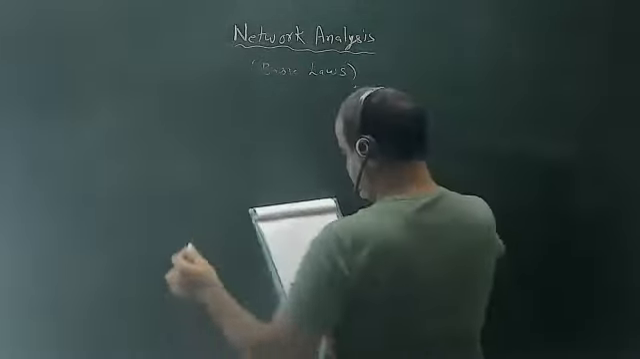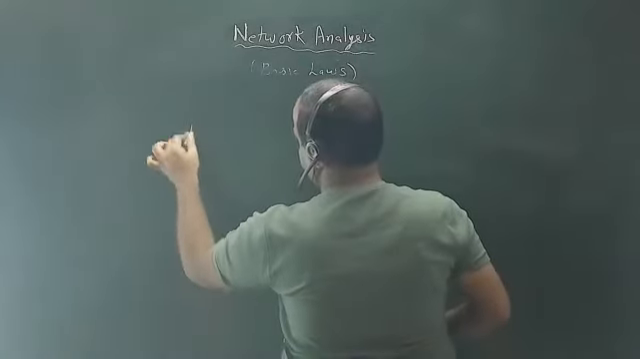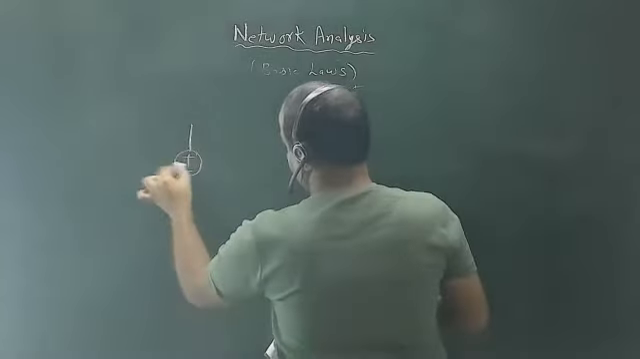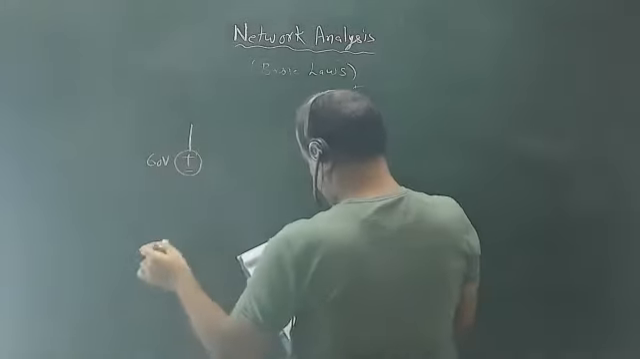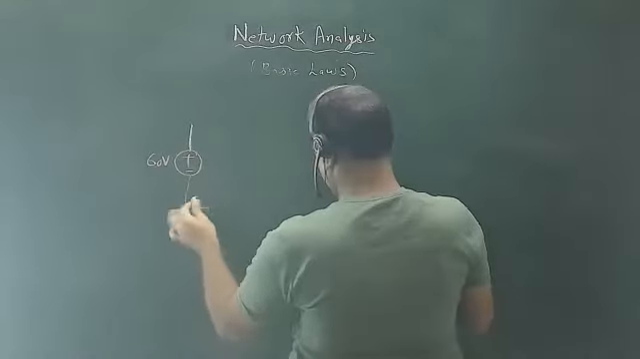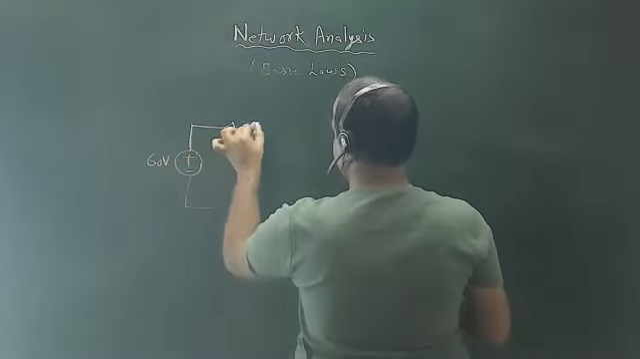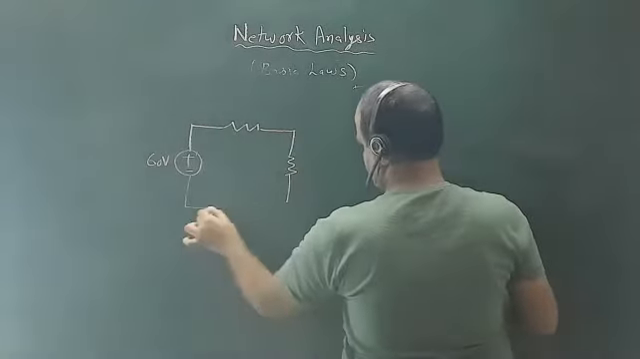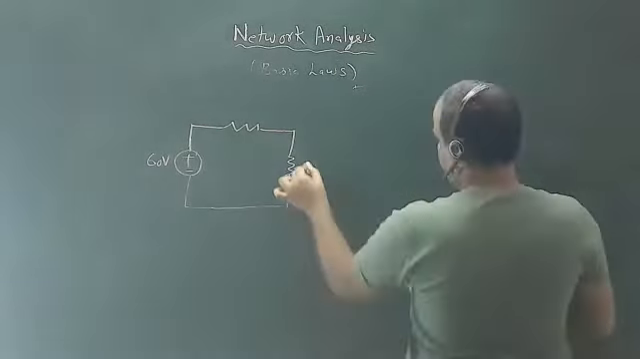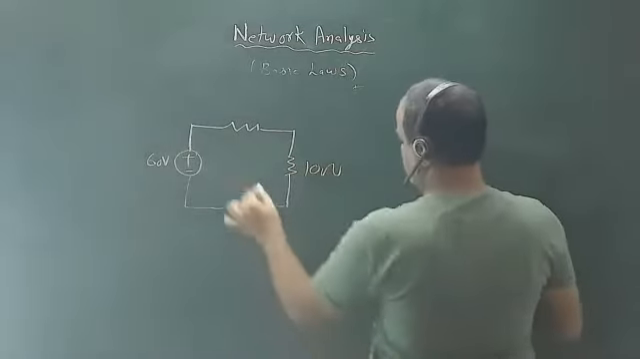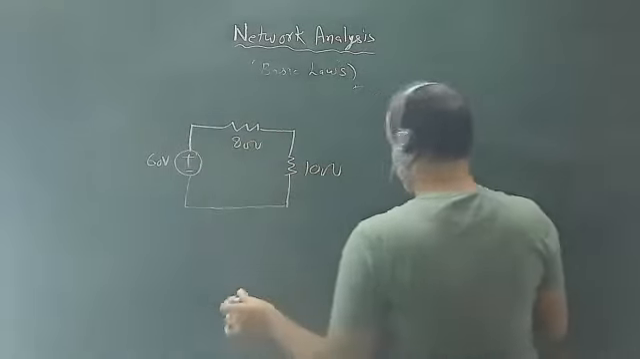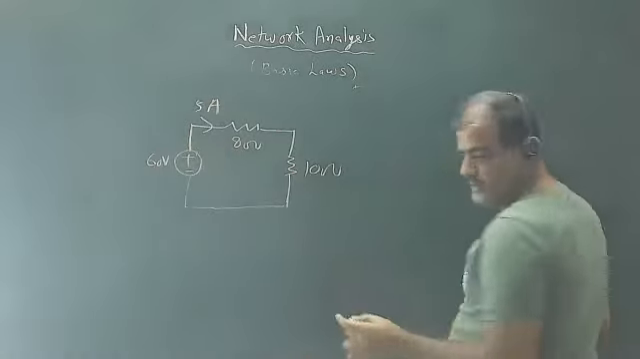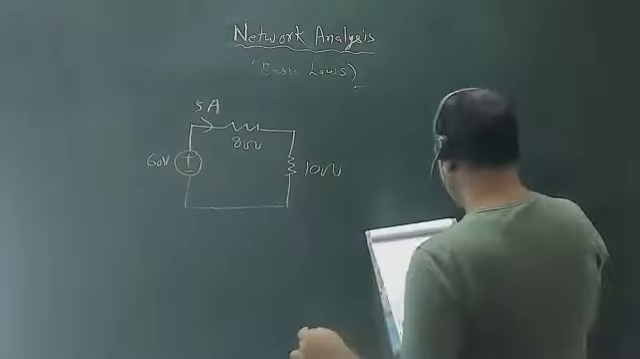So we have a circuit. This is 60 volt. Here we have 10 ohm resistance. Here this is 8 ohm resistance. Okay, and 5 ampere current is coming here. Now you have to apply both KCL and KVL together. Then only you will be able to solve this one.